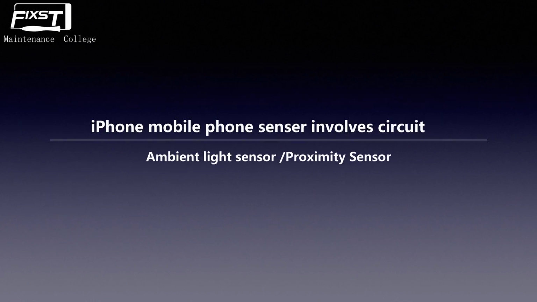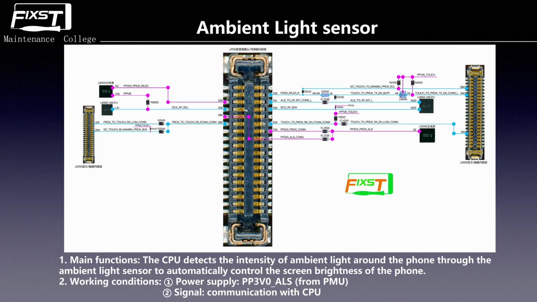In the upper part of the iPhone, you have the ambient sensor and the proximity sensor. Today we will share with you how these two sensors work, what their principle is, and what their circuit is. First, we're talking about the ambient sensor. We need to know its main function. The CPU detects the intensity of the ambient light around the phone through the ambient sensor to automatically control the screen brightness of the phone.